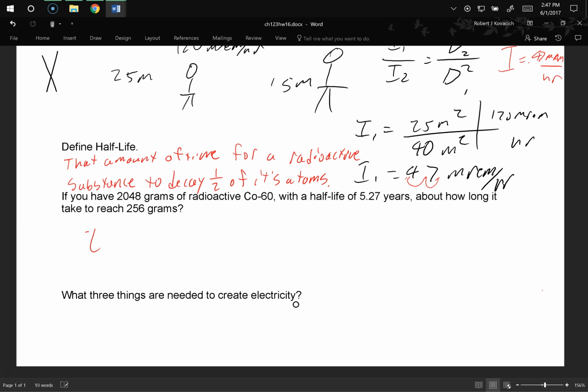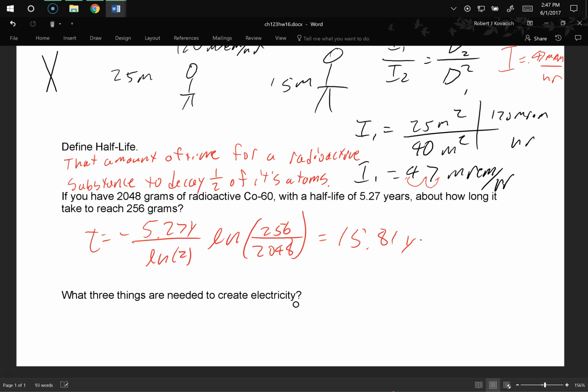Okay, so time is equal to negative 5.27 years divided by natural log of 2, times natural log of 256 divided by 2048. So negative 5.27 divided by ln 2, close parentheses, ln 256 divided by 2048. Looks like 15.81 years.